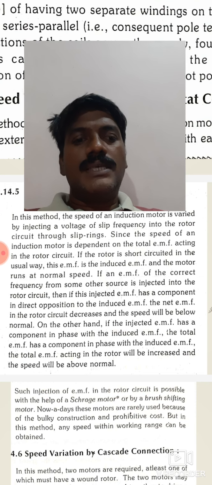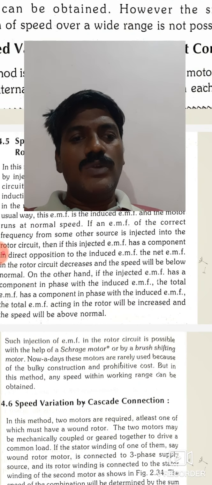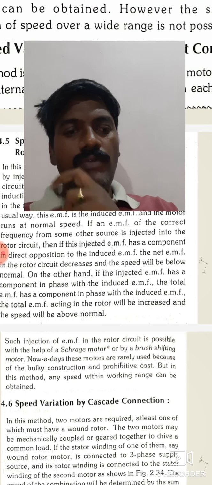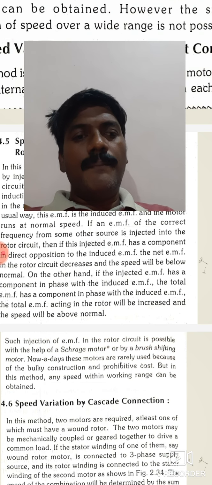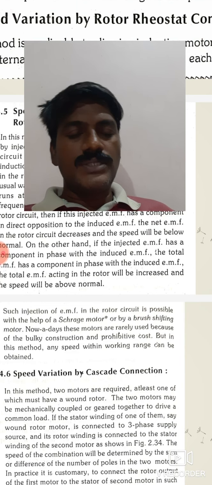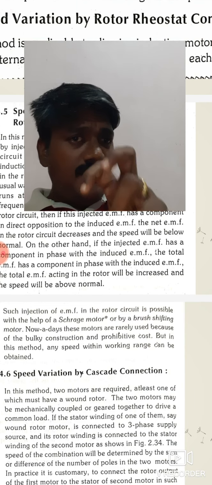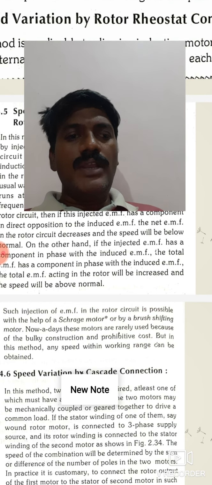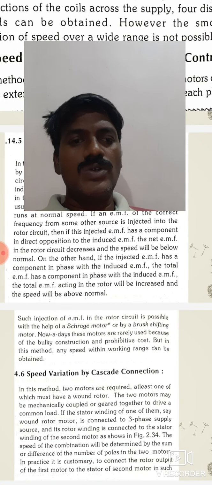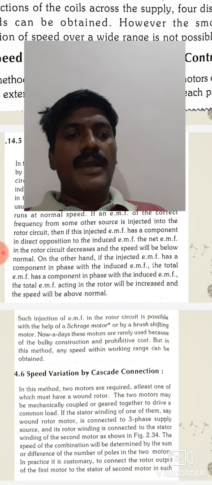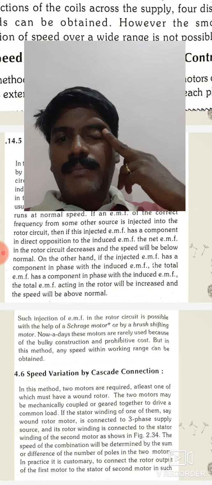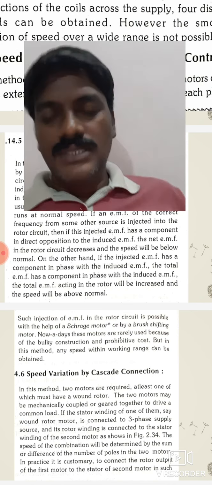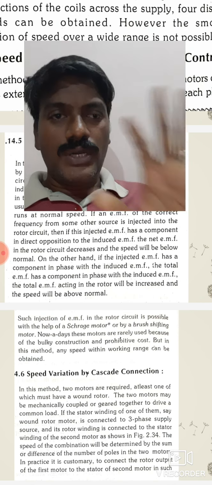right? Such injection of EMF in the rotor circuit is possible with the help of a Scherbius motor, or by a brush shifting motor. Another important point: how to inject EMF in the rotor circuit? By a Scherbius motor or by a brush shifting motor. Nowadays these motors are rarely used because of their bulky construction and prohibitive cost, but in this method any speed within the working range can be obtained. The advantage is we can get any speed below rated.